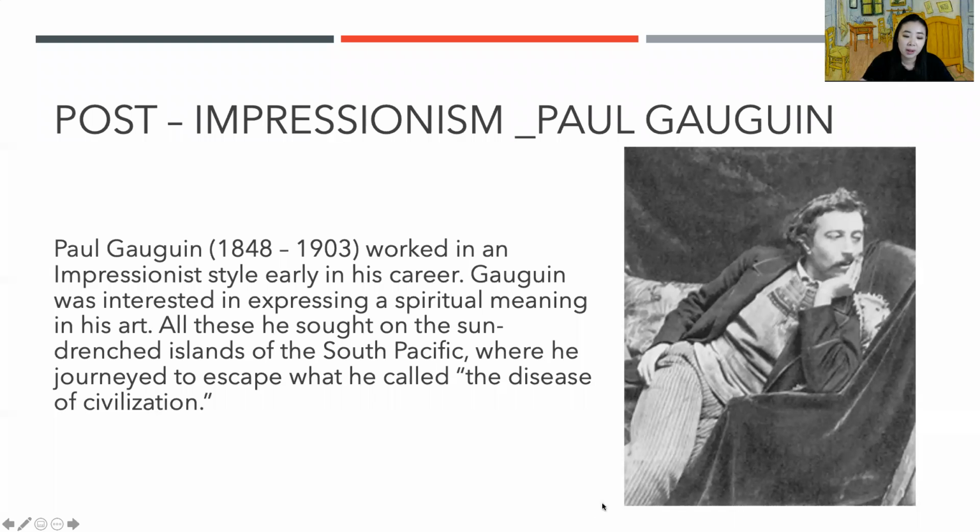The last post-impressionist artist we are going to see is Paul Gauguin. Paul Gauguin worked in an impressionist style early in his career. Gauguin was interested in expressing a spiritual meaning in his art. All these he sought on the sun-drenched island of the South Pacific, where he journeyed to escape what he called the disease of civilization.